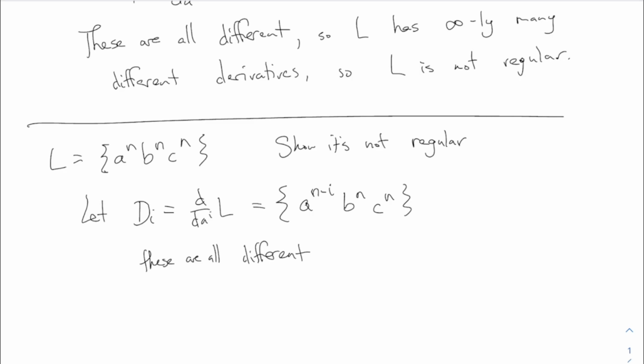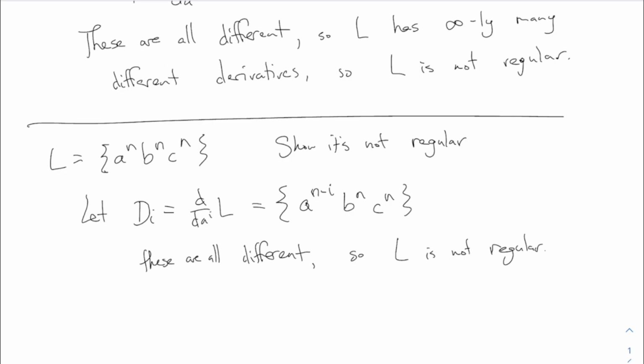I mean, when you choose different values for the i, equals 1 or 2 or whatever, you're going to get different answers over here. Because when i equals 1, it means there's one less a. When i equals 2, there's 2 fewer a's. I should say fewer in that situation, since I'm being picky about language. All right, these are all different anyway. So that means L is not regular. Infinitely many different derivatives. All right.